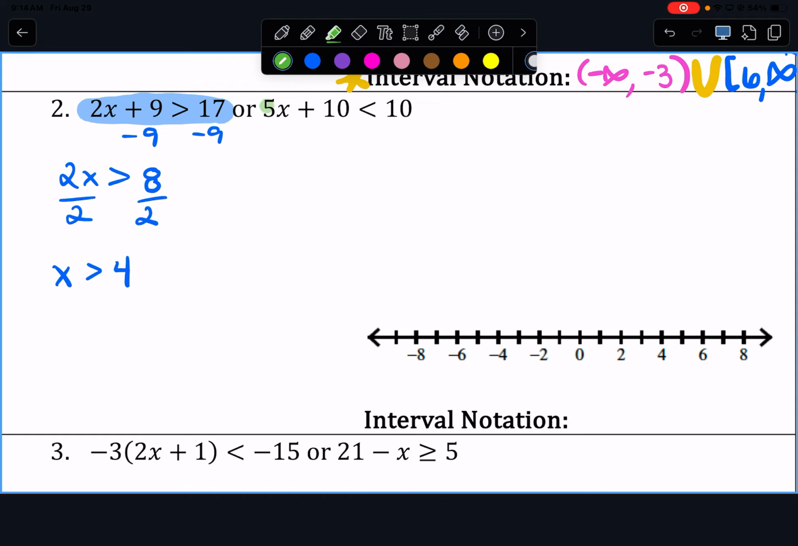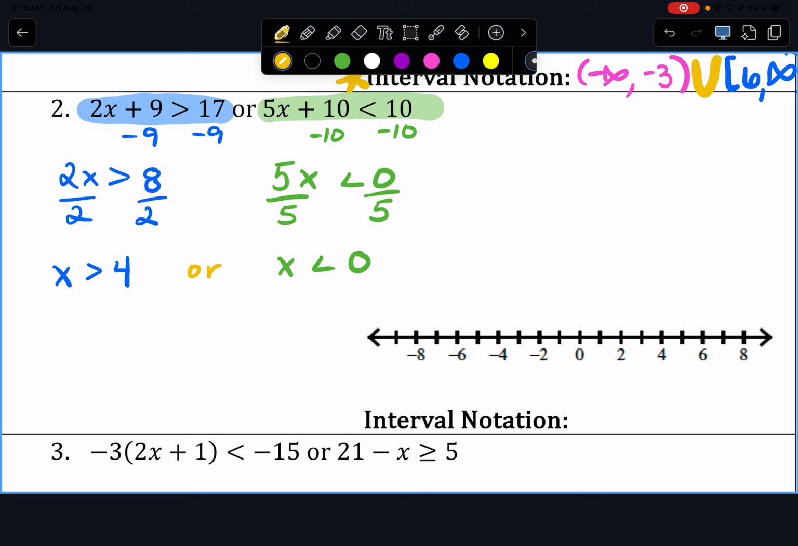So to solve 5x plus 10 is less than 10. How do I go about solving that? Minus 10 on both sides. So I have 5x is less than, what is 10 minus 10? Now, to get x by itself, I have to divide by 5. What is 0 divided by 5? 0. So that right there is our answer. X has to be greater than 4 or x has to be less than 0. So let's graph both of these.